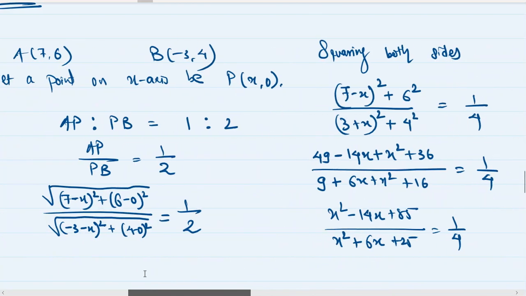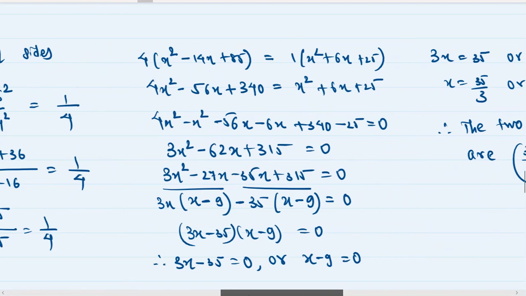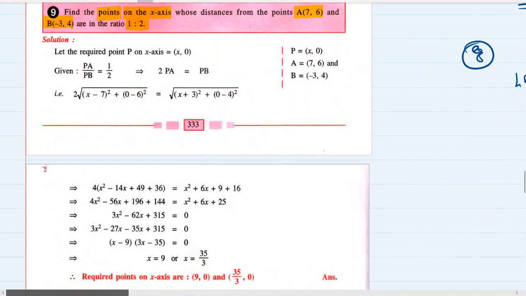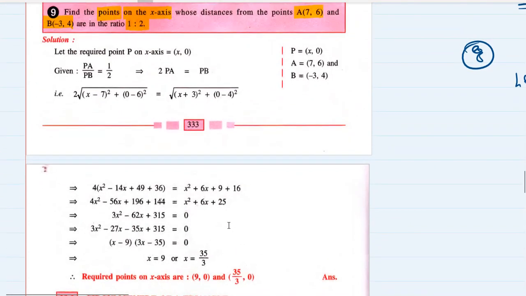If you take any one of these 2 points, the ratio of the distances of any one of these 2 points with a and b will be 1 is to 2. Okay, 35 by 3 comma 0 and 9 comma 0. Let's check the answer. So this is how you solve it.